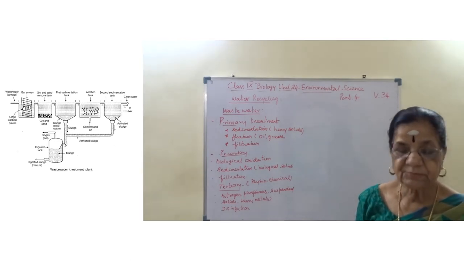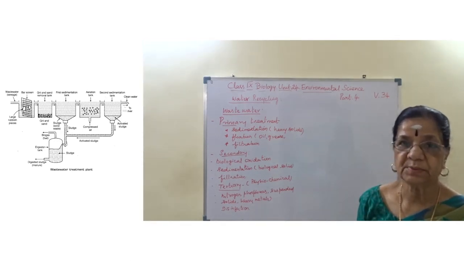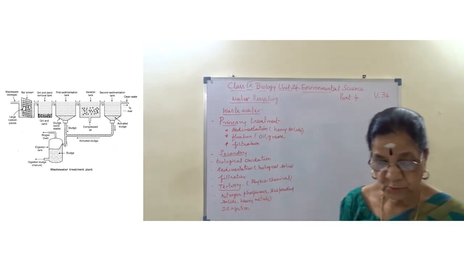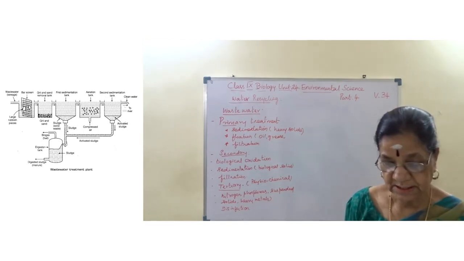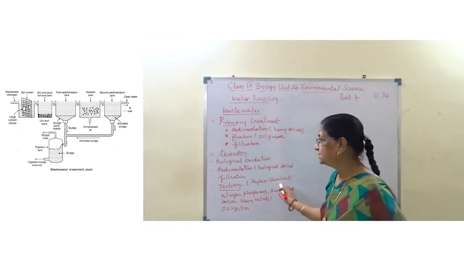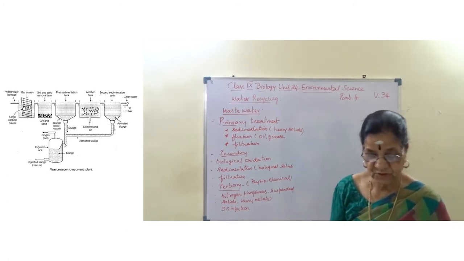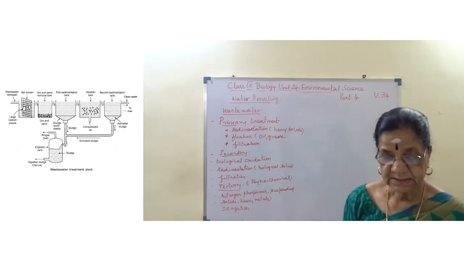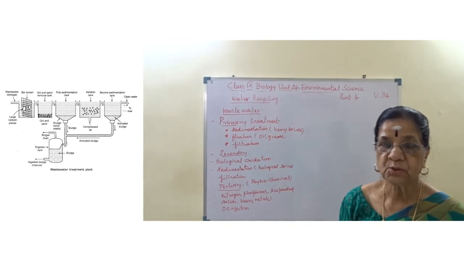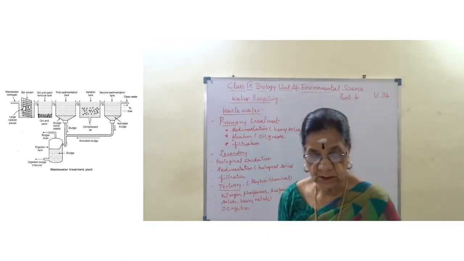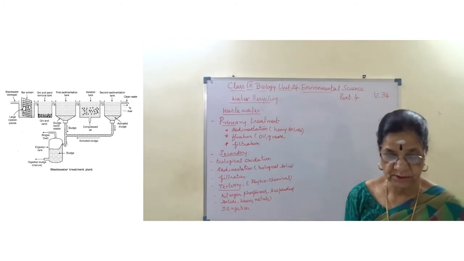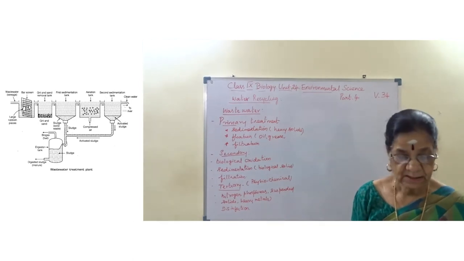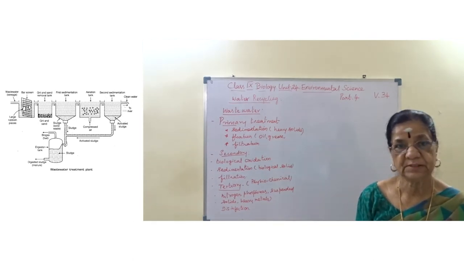Tertiary treatment is the final step of sewage treatment. It is the final step where removal of inorganic constituents such as nitrogen, phosphorus and microorganisms takes place. I repeat, removal of inorganic constituents such as nitrogen, phosphorus and microorganisms. The fine colloidal particles in the sewage water are precipitated by adding chemical coagulants like alum or ferric sulfate.